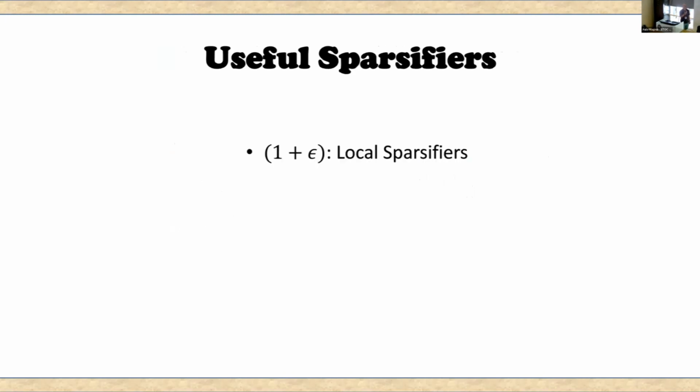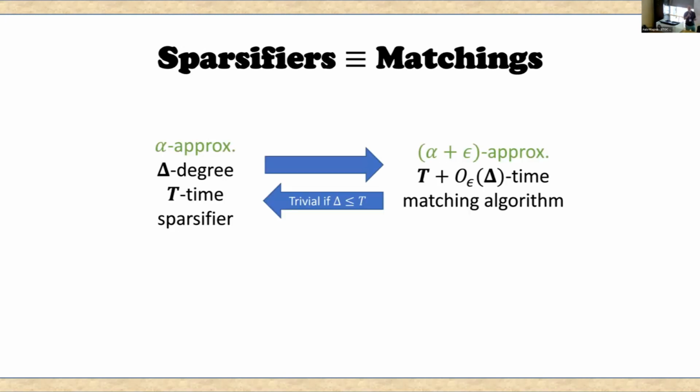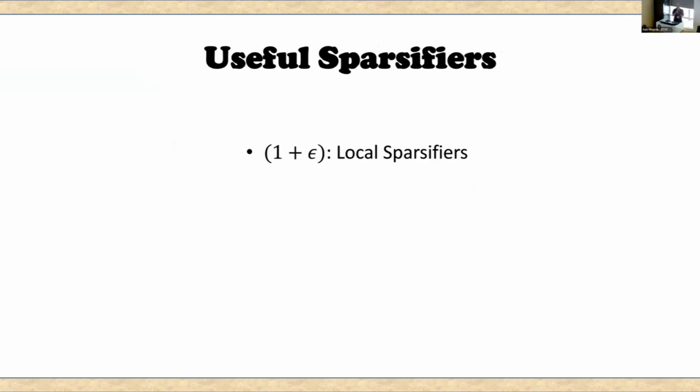Good. Sorry. Hopefully, any questions at this point? Good. So hopefully at this point I've convinced you that sparsifiers are the best thing since sliced bread. And now we're going to look at a bunch of examples and see what kind of results we get. So first we'll see some local sparsifiers that give you 1 plus epsilon approximation.